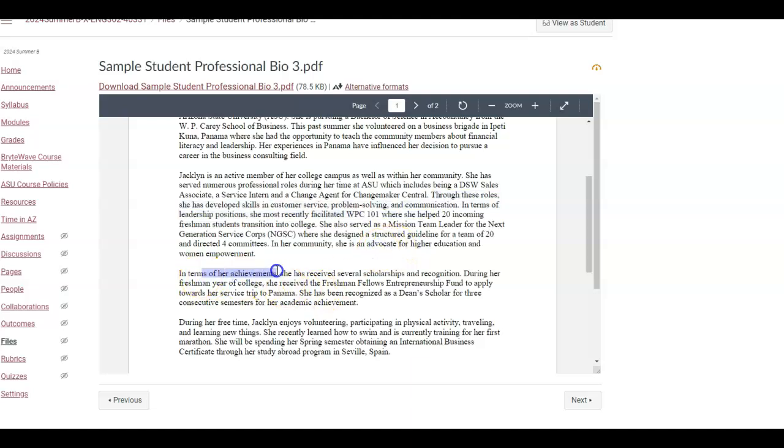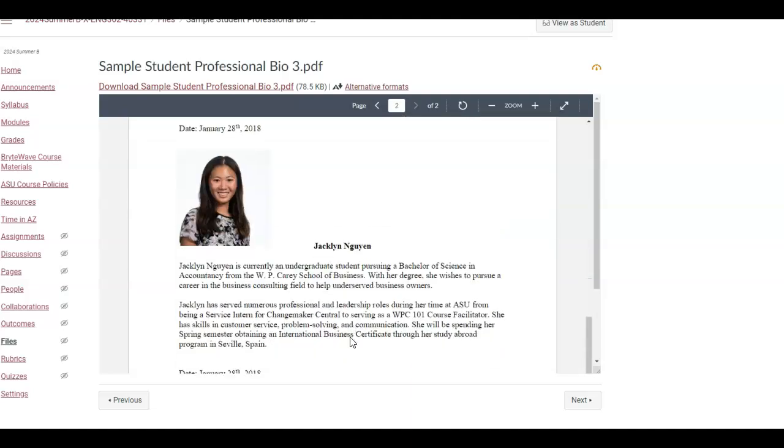And again, in terms of her achievements, she's received scholarships, naming the scholarships. What has she received? Being very specific, and then going into her free time. All right, so that's what's expected here.